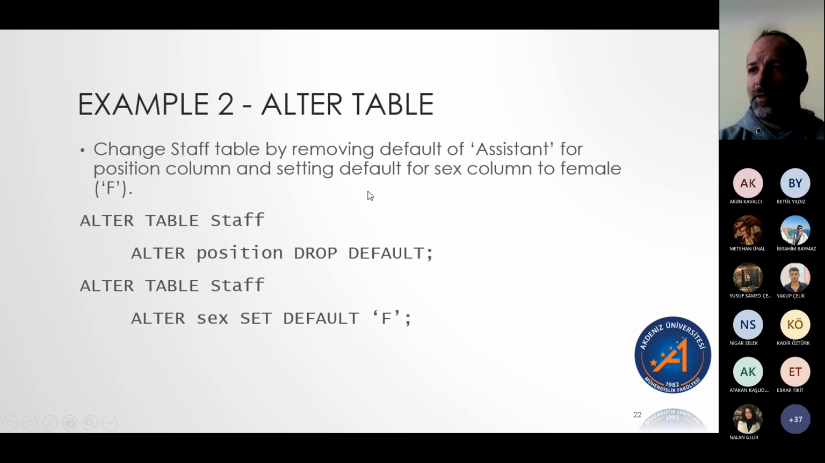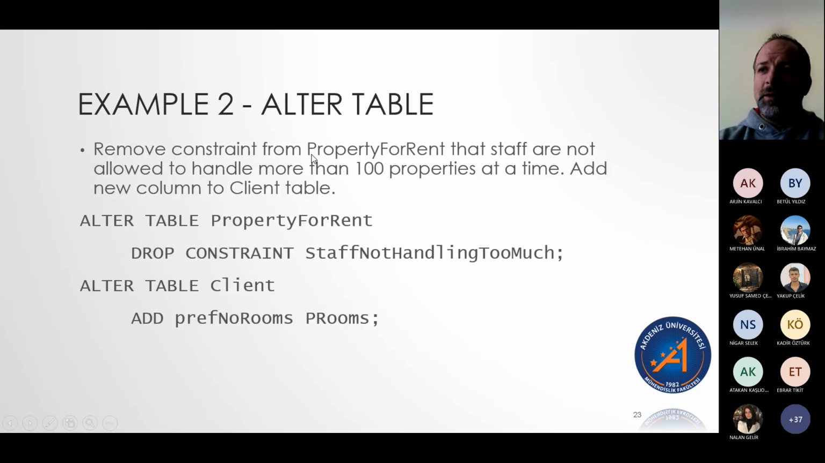Let's see. Okay, we can drop a constraint. All right, now notice that we're altering the table. Which table are we doing? And then what are we doing to that table? So we're adding to the table client. We're adding a column for the preferred number of rooms.